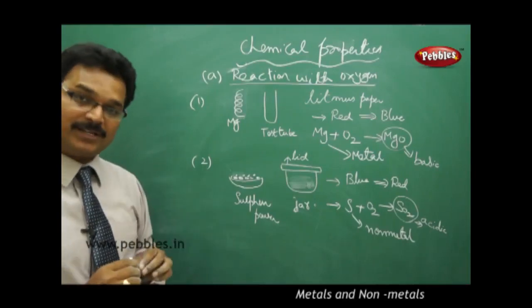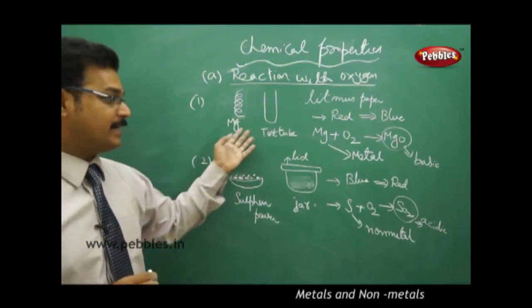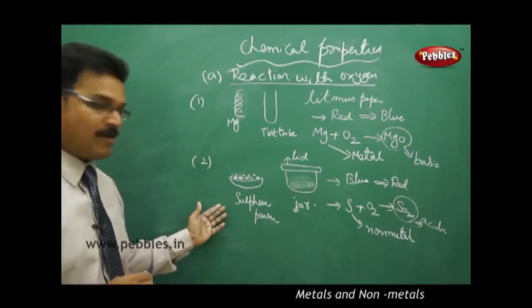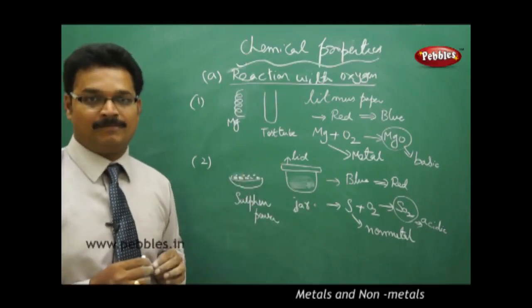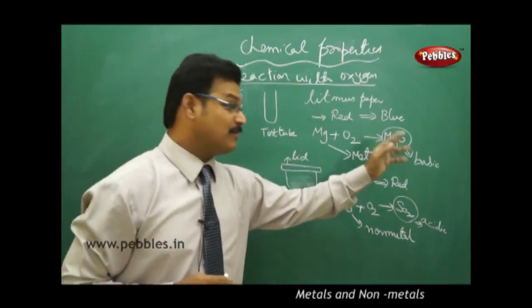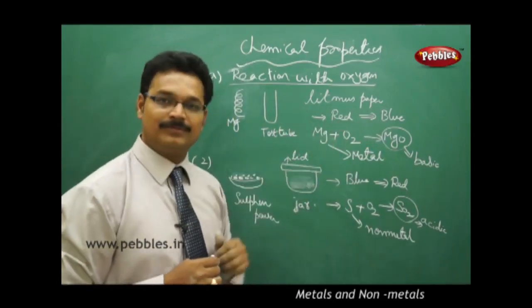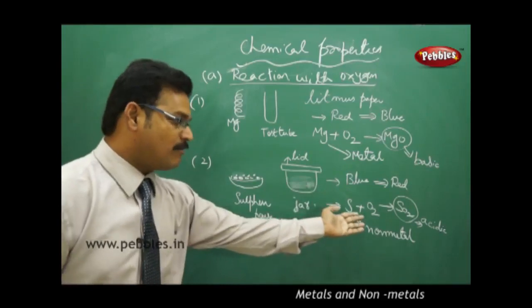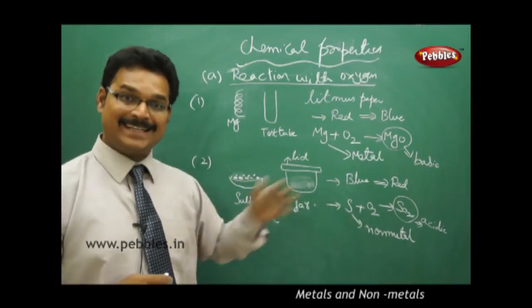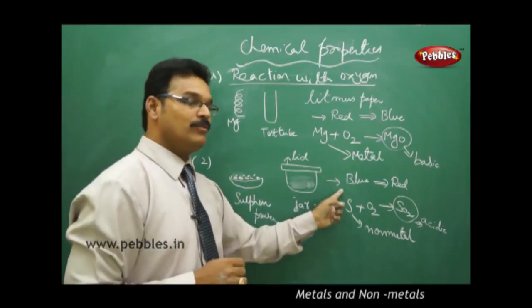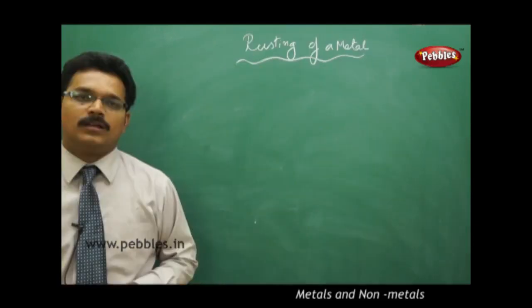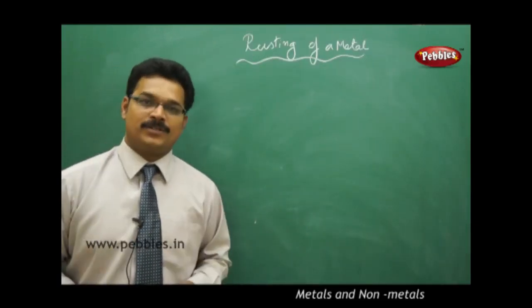The first information is that metals react with oxygen. Non-metals also react with oxygen. The metal oxides are basic in nature and they turn red litmus to blue. And the non-metal oxides are acidic in nature and they turn blue litmus to red. What's the next chemical property?